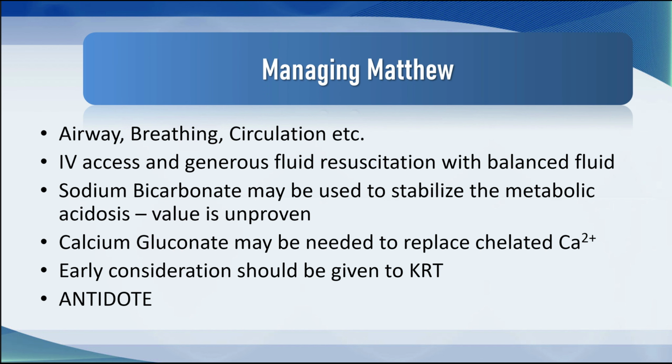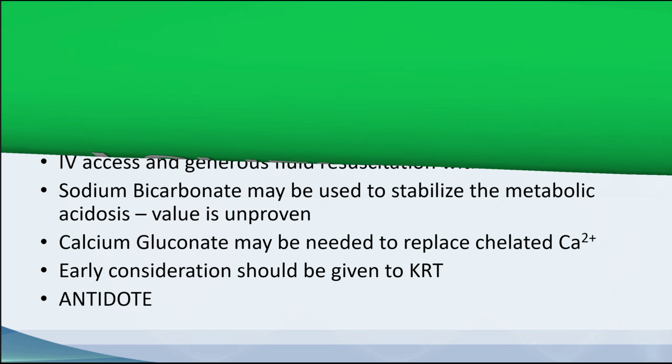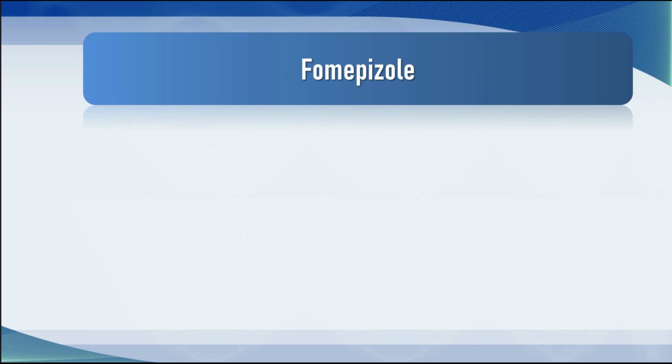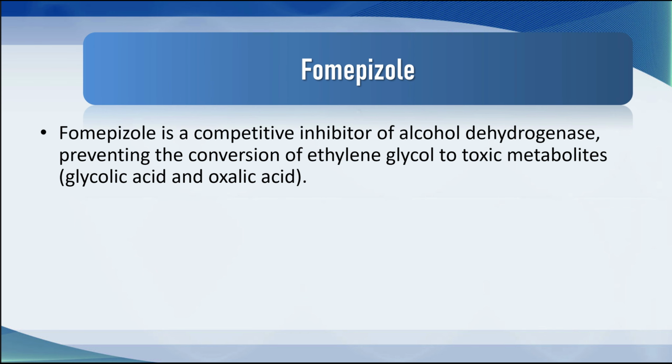Calcium gluconate may also be given to replace the chelated calcium. Early consideration should be given to kidney replacement therapy, either continuous kidney replacement therapy or intermittent hemodialysis. But the big treatment here is an antidote, and the antidote is famotidine. Famotidine is a competitive inhibitor of alcohol dehydrogenase, and it prevents the conversion of ethylene glycol to its toxic metabolites, that's glycolic and oxalic acid.